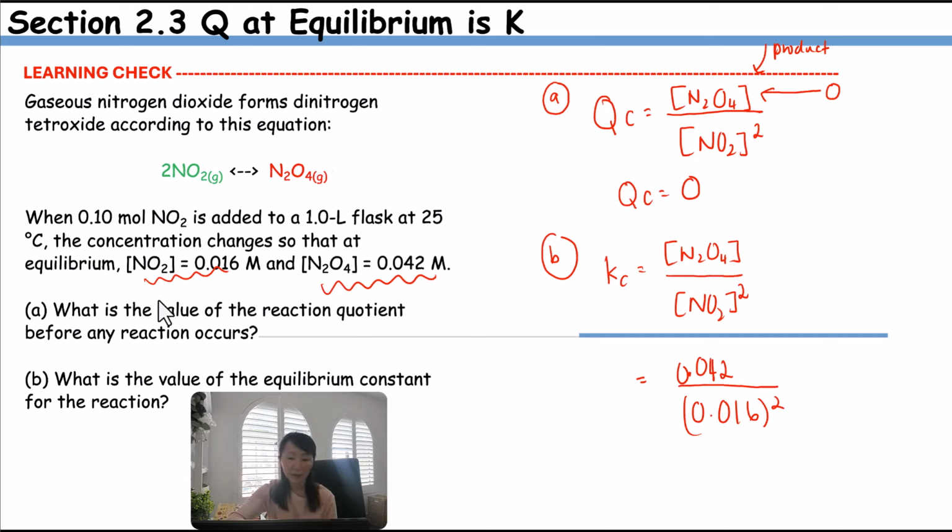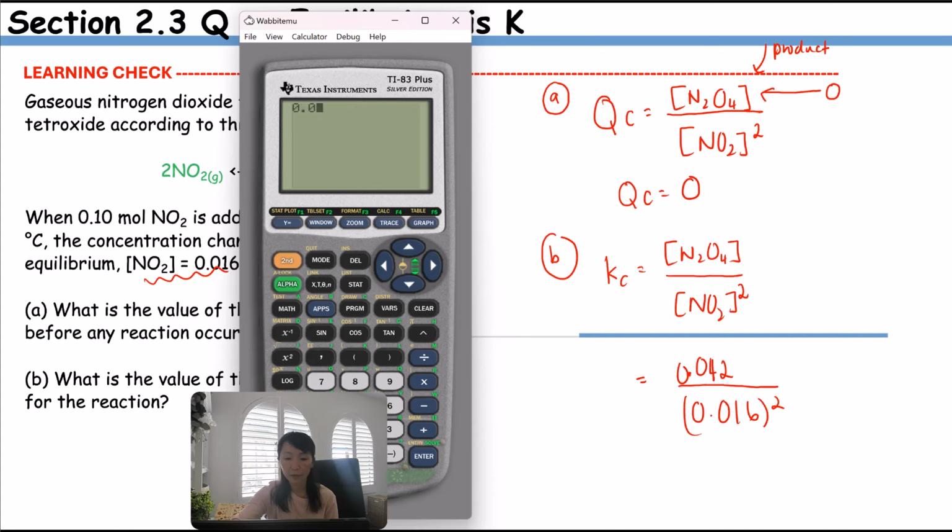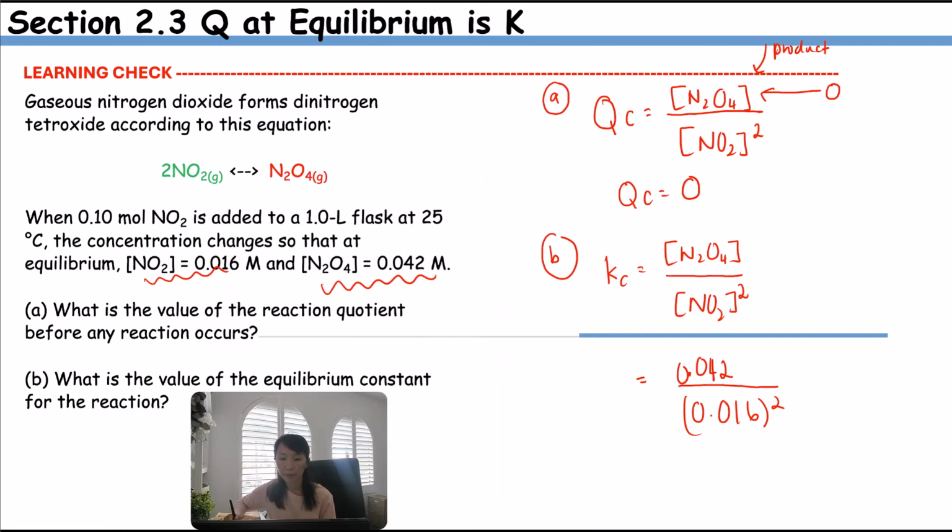So we're going to have to calculate this out. Let's go ahead and take out our calculator. 0.042 divided by parentheses 0.016 to the second power, and then I'm going to close it. Enter. So I have 164. Okay, 164, and I'm going to go ahead and put this into 160 with the correct sig figs, since there are 2 sig figs right there. So 160 would be the equilibrium constant for this particular reaction.